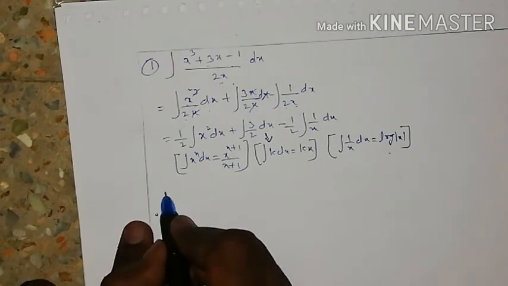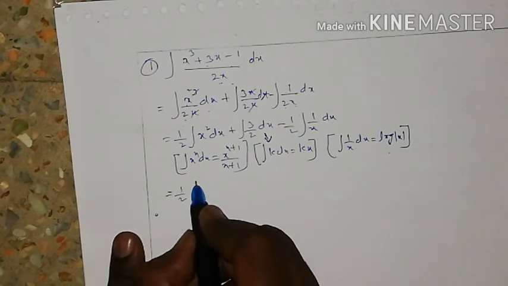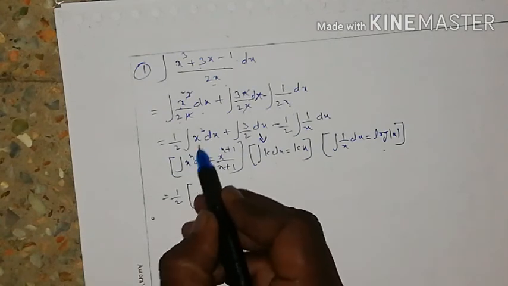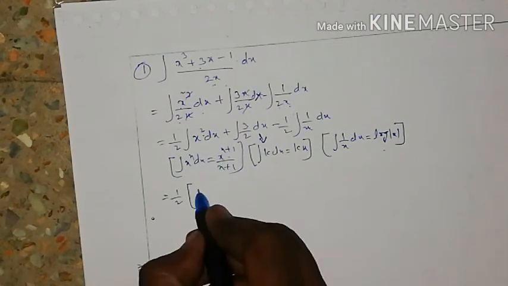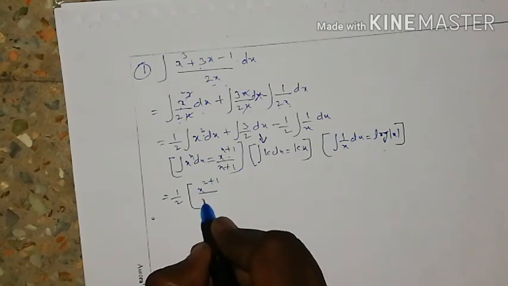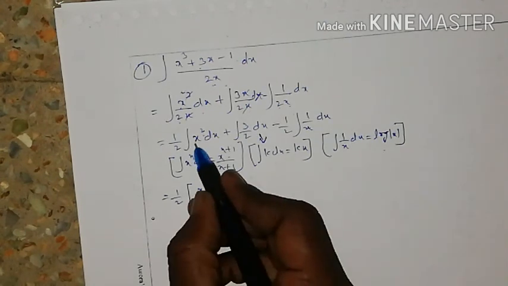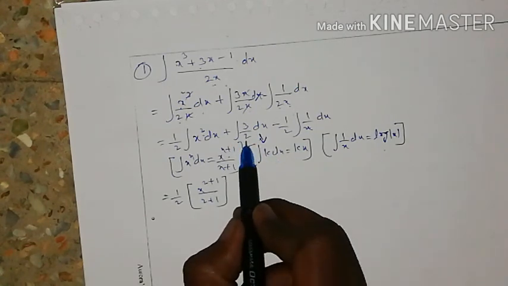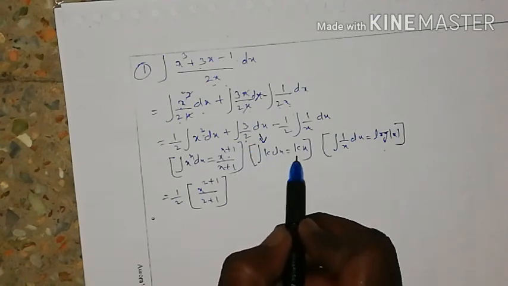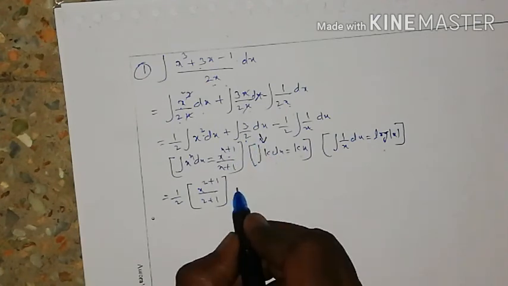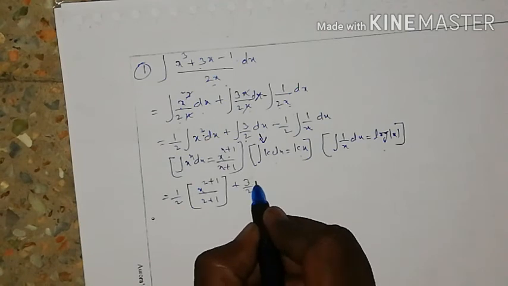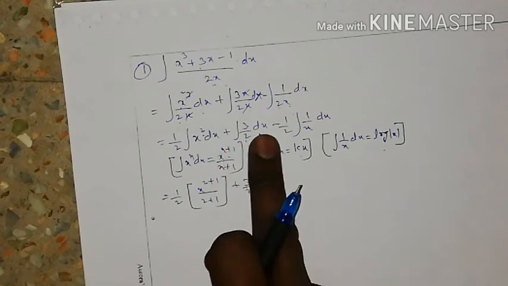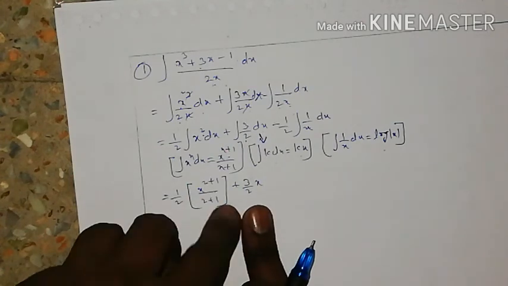Now write the results. 1 by 2, keep in bracket. Write this result in the brackets. For x square, n is equal to 2, so it becomes x to the power of 2 plus 1 by 2 plus 1. This one is finished. Next, it is in which form? k dx. Here k is 3 by 2. When integration of k dx becomes kx, integration of 3 by 2 dx becomes 3 by 2x. So this one also is finished.